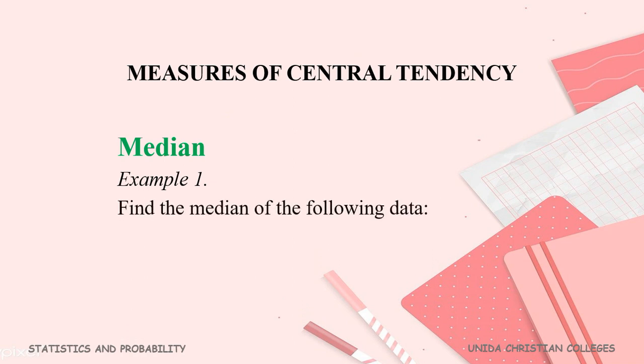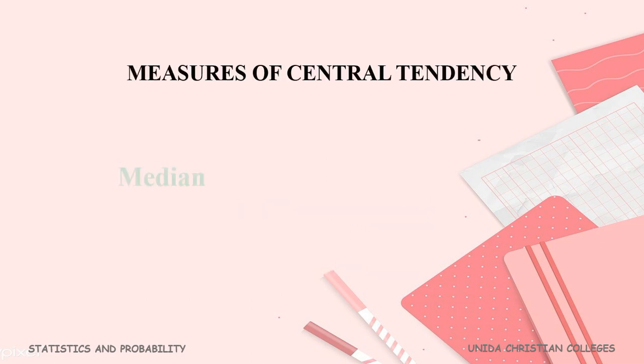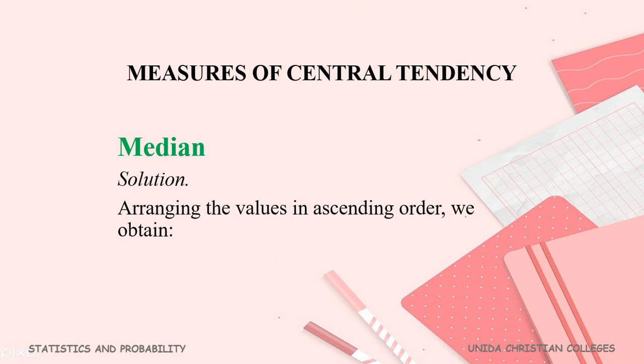Here, we need to find the median of the following data. We have 23, 15, 6, 18, 42, 8, and 24. Okay, so what will be our solution? Of course, first is we need to arrange the values in ascending order, no? So, we obtained 6, 8, 15, 18, 23, 24, and 42.